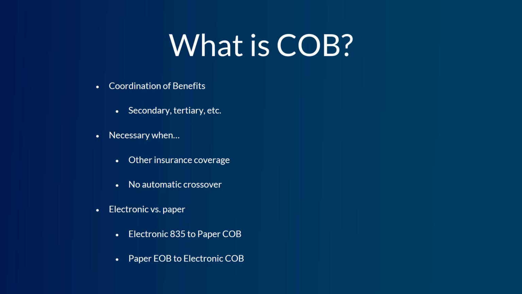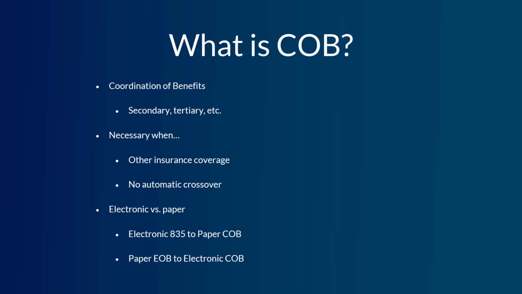One of the things to consider about COB is when you have to cross between electronic and paper. Now what I mean by that is if the primary insurance gives you your payment remittance details on an electronic 835, but then you have to send a paper coordination of benefits or secondary claim, or the opposite, where the primary payer gives you a paper explanation of benefits and you have to submit an electronic coordination of benefits or secondary claim. There are some challenges associated, especially with that second scenario.